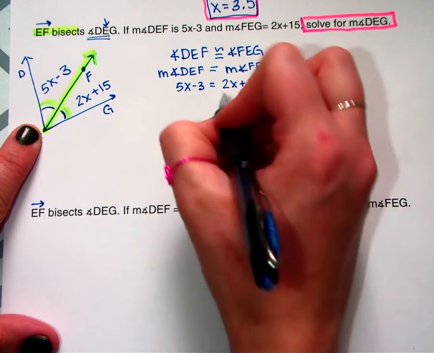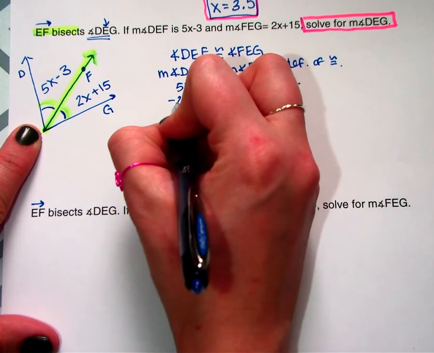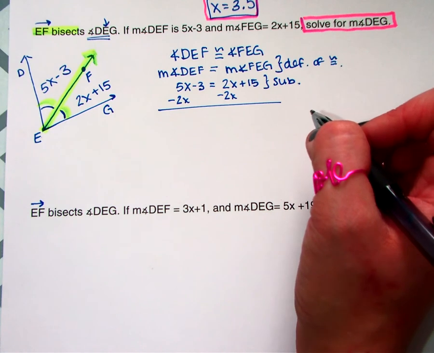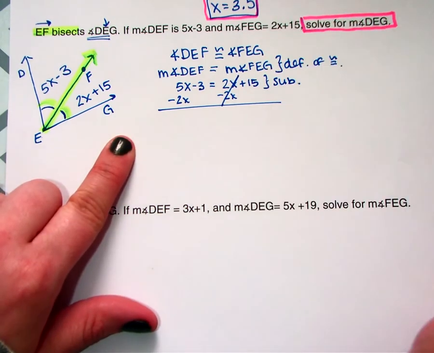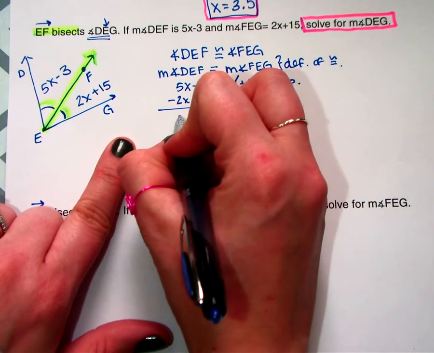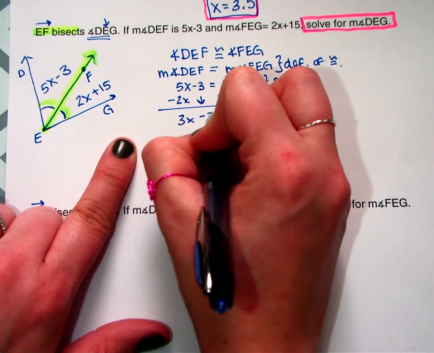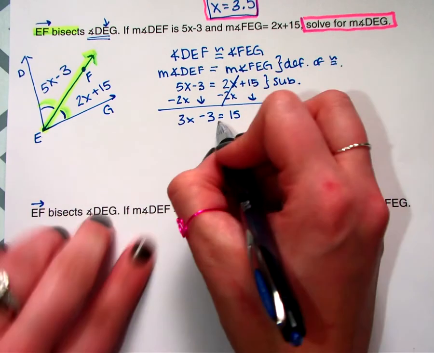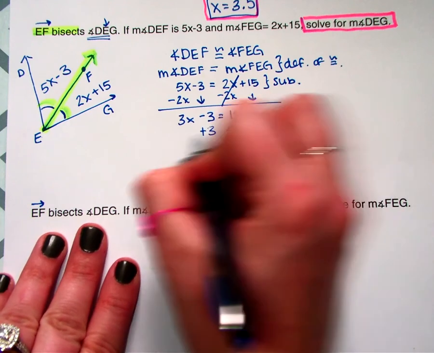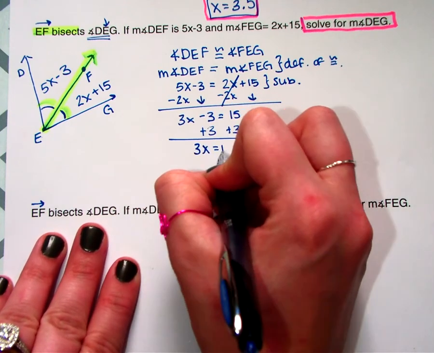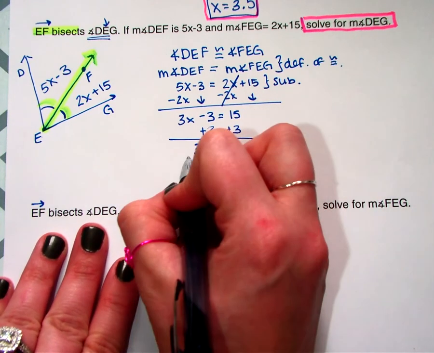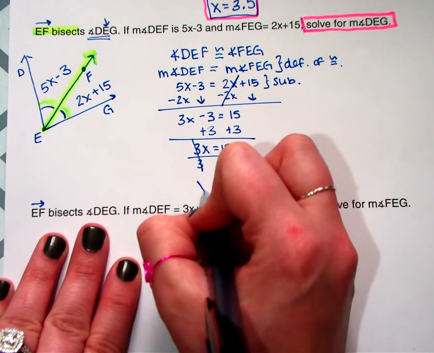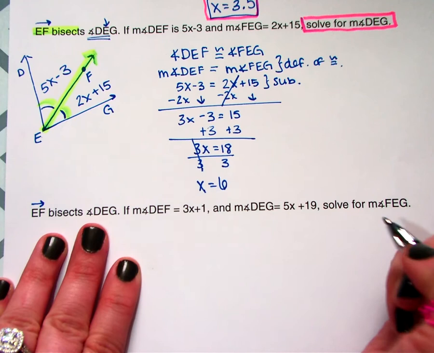Now we can simplify. So I'm going to subtract the 2x to the other side. And I can't combine them together just by adding them because they're on opposite sides of the equal sign. So these are going to cancel. 5x minus 2x is 3x. Bring down the negative 3 and bring down your positive 15. I'm going to add 3 to both sides to get 3x equals 18. Through division, I'm going to cancel here and get 18 divided by 3 as 6.